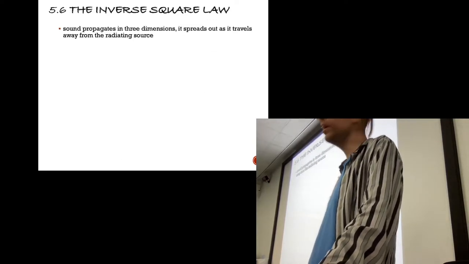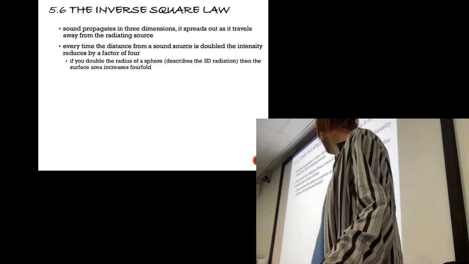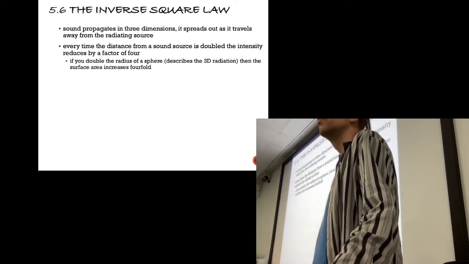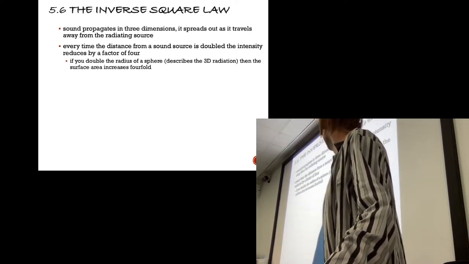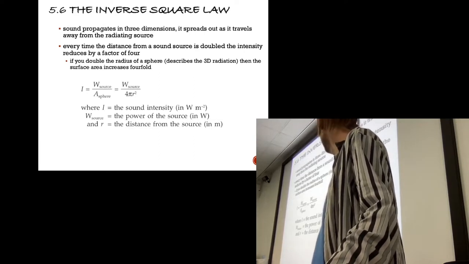Okay, briefly, the inverse square law. This will also become apparent as we proceed with the practical, measuring sound pressure level at different distances.